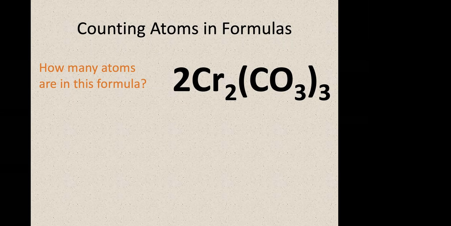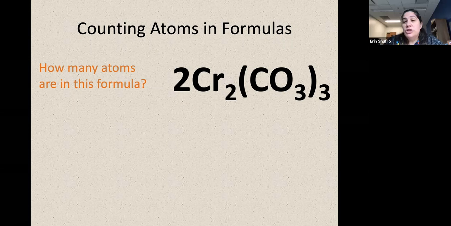$14. Yep, that is correct, 14. So in just one molecule of this, you have 2 chromiums, right? That's what this little 2 down here indicates, 2 chromiums. And then remember that this 3 outside of the parentheses indicates that you have 3 carbonate ions, right? You've got 3 carbonates. So 3 carbons and 9 oxygens.